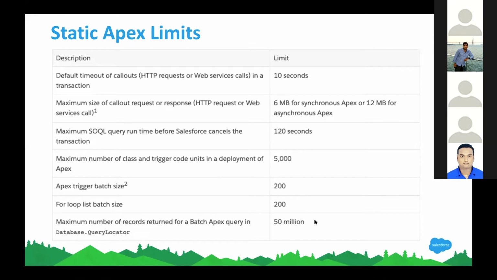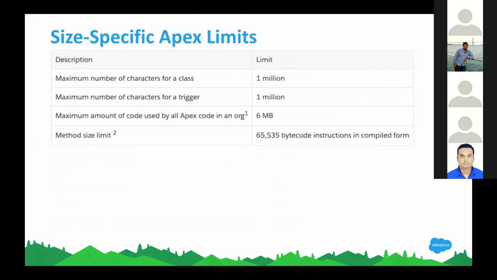And if you have more than 10,000 records per transaction, of course we'll be using batch classes. In a batch class, if you use Database.getQueryLocator, you can process up to 50 million records. And these are a few size specific Apex limits: the number of characters of a class or a trigger cannot go more than 1 million characters. The maximum amount of code that can be used by all Apex code in an org is 6 MB. And lastly, the method size limit is 65,535 bytecodes. This is in the compiled format, where spaces and other extra characters and commented out code will not be considered. So this is what we have for now.